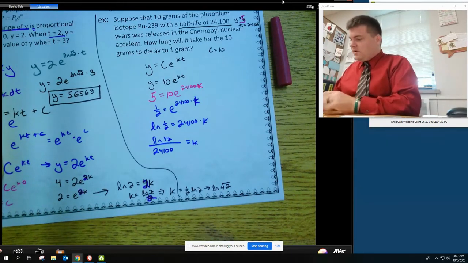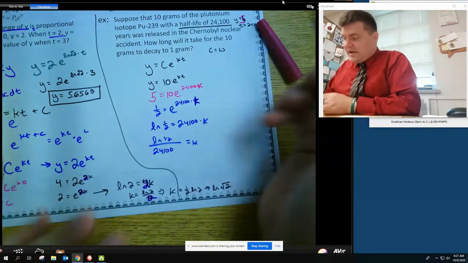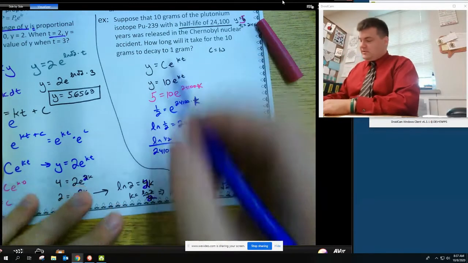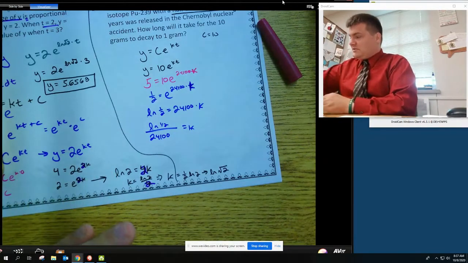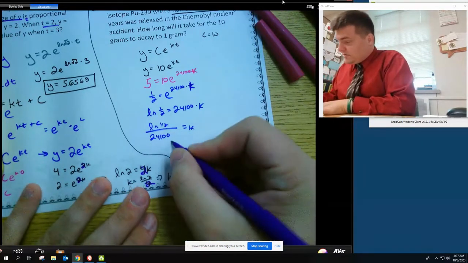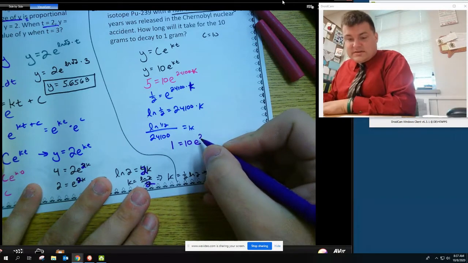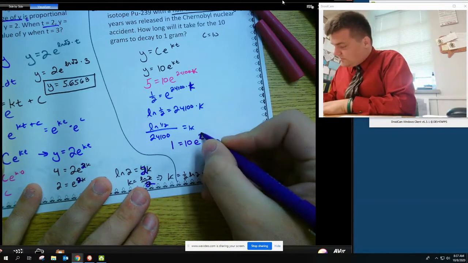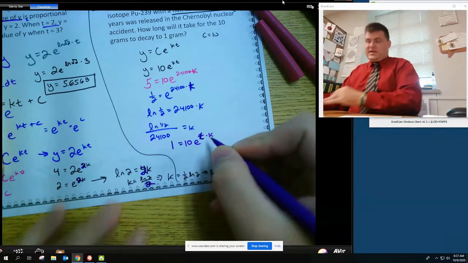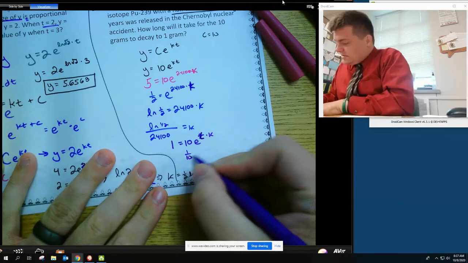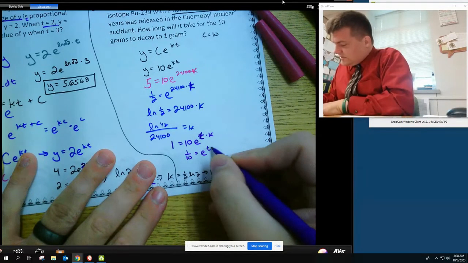So now I have K, I have everything. How long will it take for the 10 grams to decay down to 1 gram? This is the part where I answer the question. I'm down to 1, started with 10, e to the, and in this case, I don't know my t value, so make that t times k. And I do know k. K is this number that was on my calculator. So I'm going to get 1/10 equals e to the t times k.